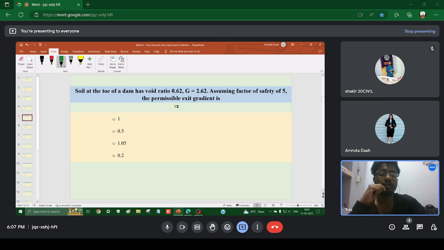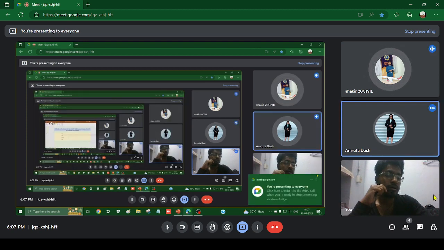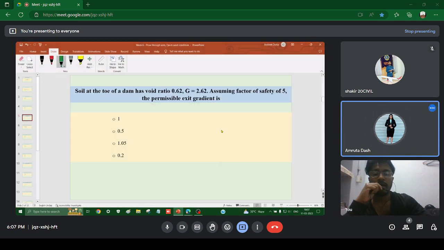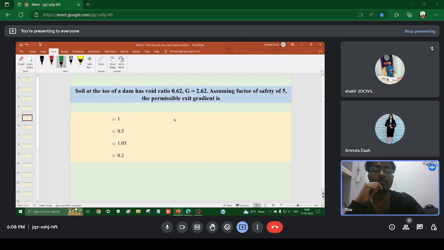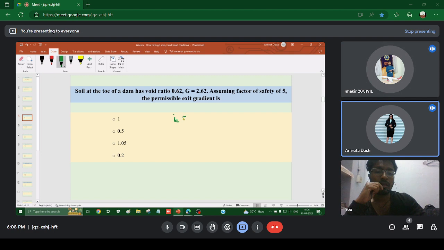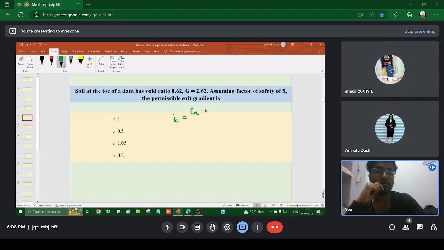So in this question, what will you do first? Amrita is saying 1 and you are saying multiply by factor of safety? Okay, let me solve it. What is the critical hydraulic gradient formula? It is (G minus 1) divided by (1 plus e). What will it yield? 2.62 minus 1 is 1.62, 1 plus 0.6 is 1.6, so 1.62 divided by 1.62 is 1, right? But what is this 1? It is the critical hydraulic gradient, right?